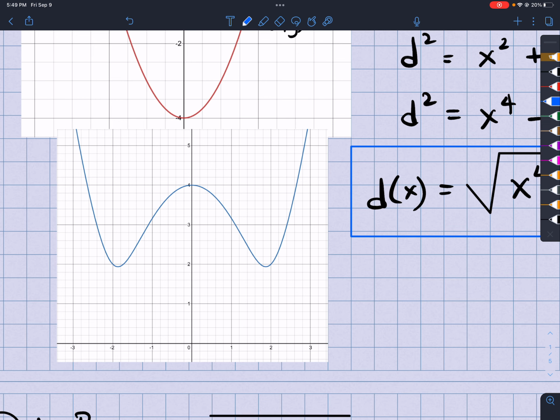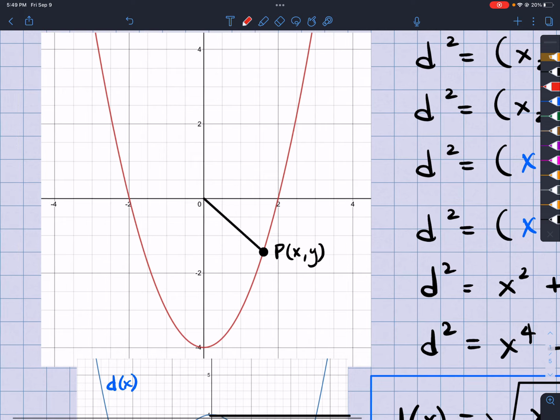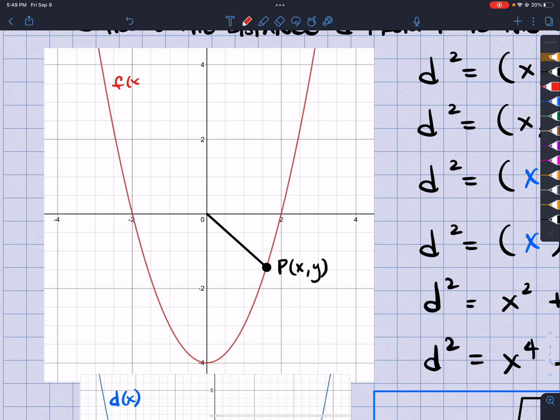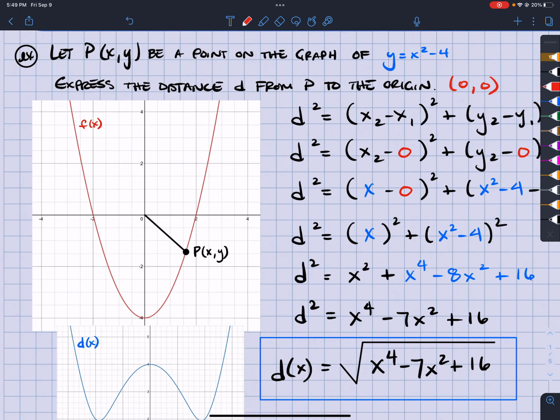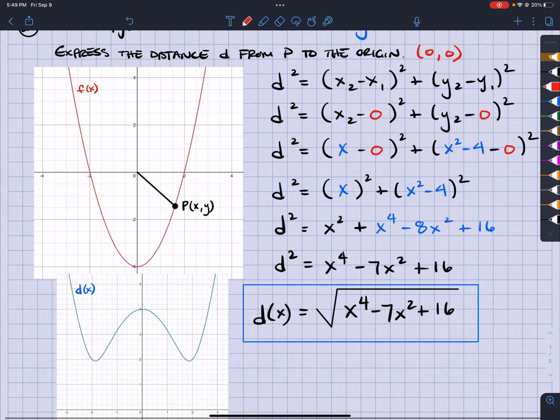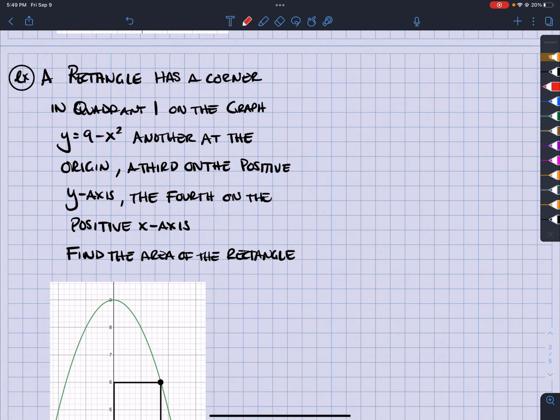d of x. And up here with the red line, that was called the f of x, or the y. Okay? So that is how we would solve for distance. All right, so let's take a look at this.